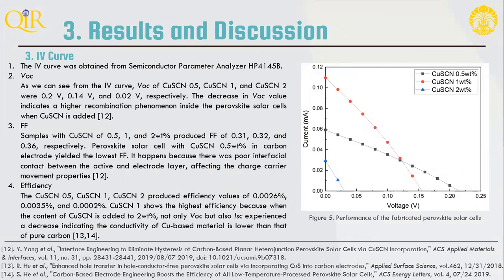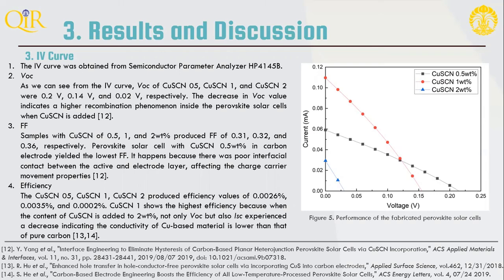The decrease in the open circuit voltage value indicates a higher recombination phenomenon inside the perovskite solar cells when the CuSCN is added. Based on the fill factor, samples with CuSCN 0.5, 1, and 2 weight% produce fill factors of 0.31, 0.32, and 0.36 respectively. Perovskite solar cell with CuSCN 0.5 weight% and carbon electrode yielded the lowest fill factor. It happens because there was poor interfacial contact between the active and electrode layer, affecting the charge carrier movement properties.